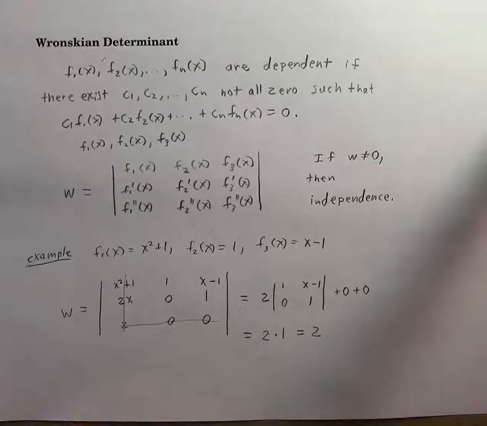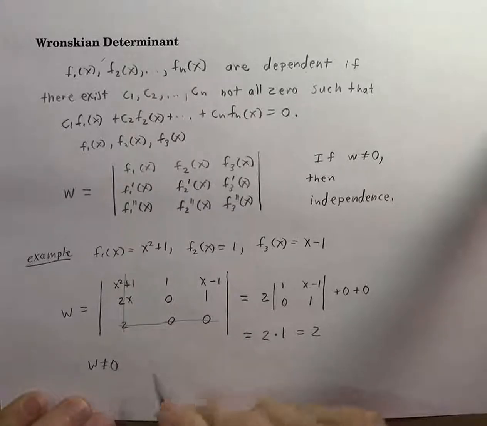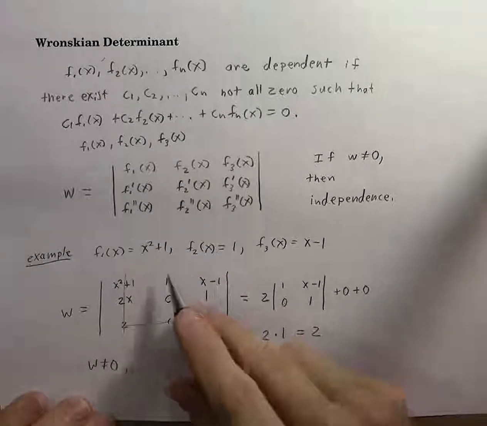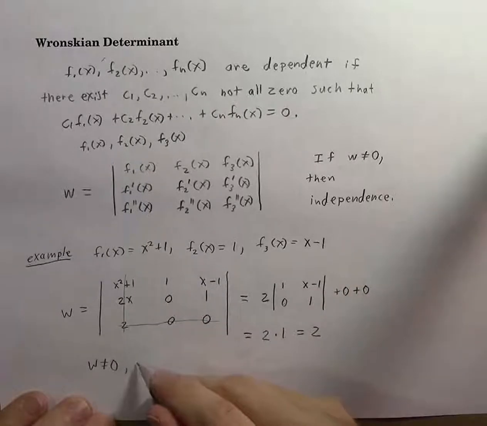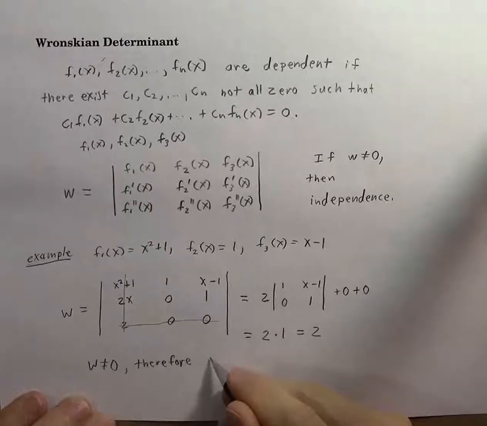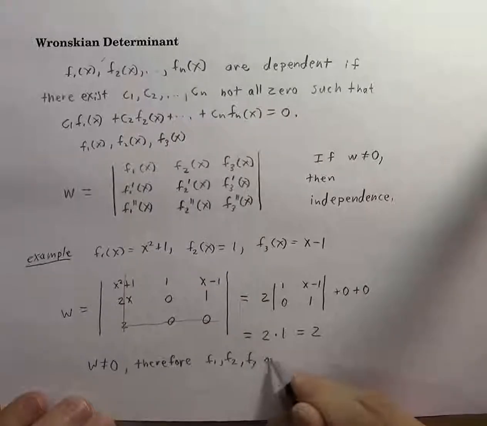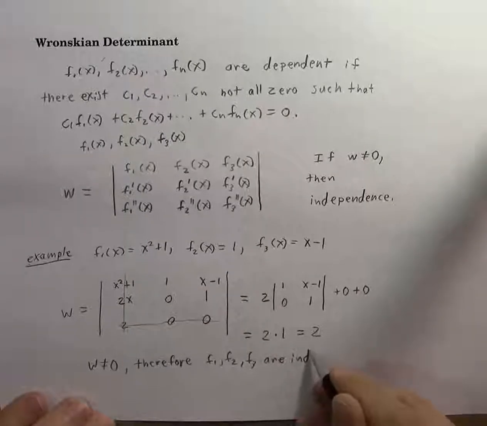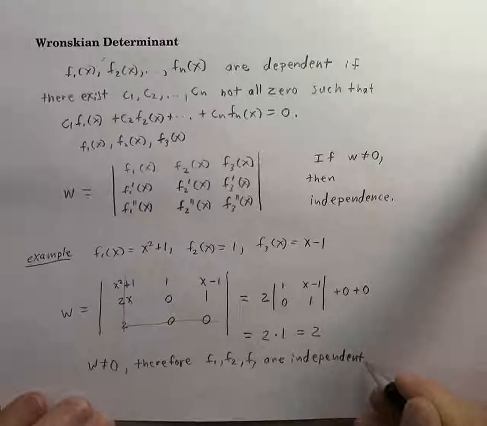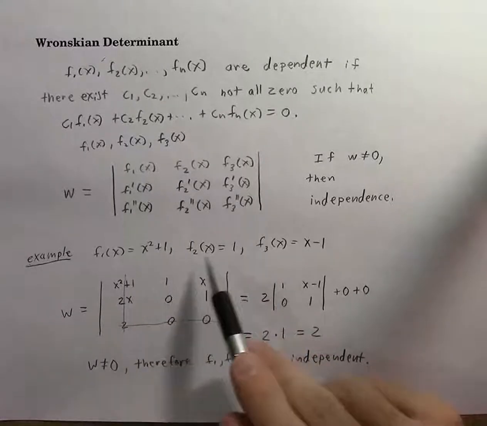So what we learn from this is that the Wronskian is not equal to 0 for these three functions, and therefore the three functions are independent. So therefore f1, f2, and f3 are independent functions. And that's just a simple example of how we can use the Wronskian to decide on independence.